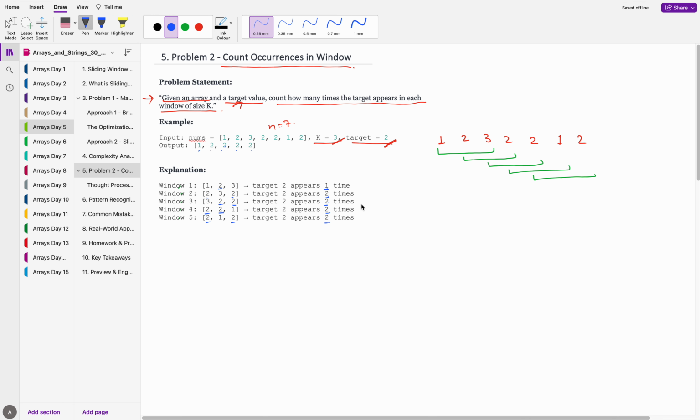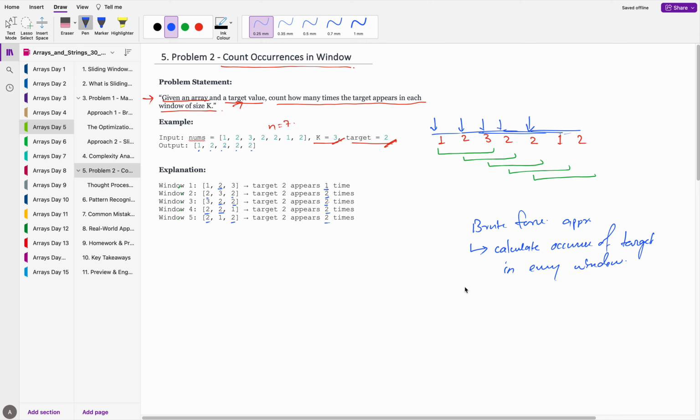So first thing is brute force. I don't need to tell you, you will be able to do this yourselves. From every item you can start and go till three items, and you will get it. So the brute force approach is to calculate the occurrence of the target in every window. So how much time will it take?